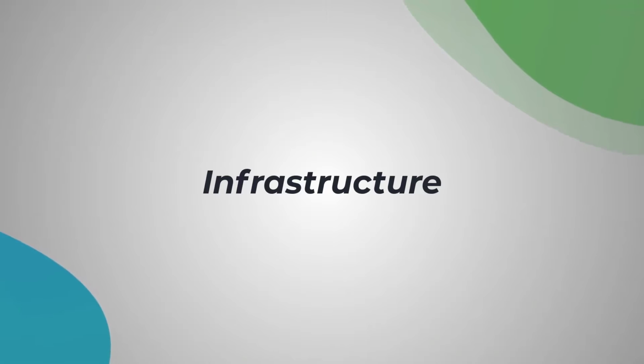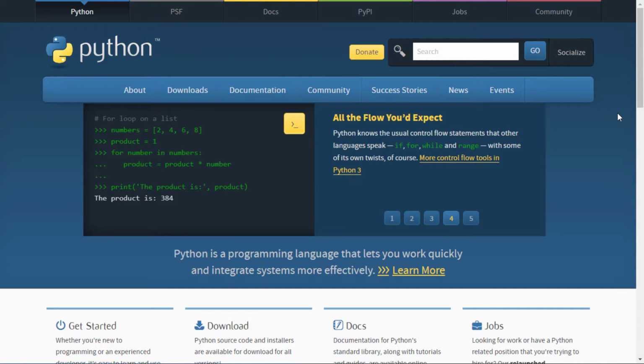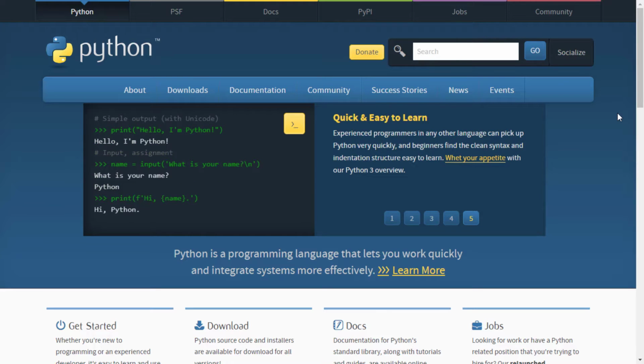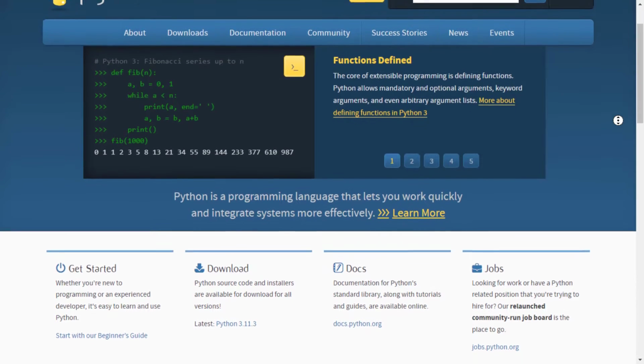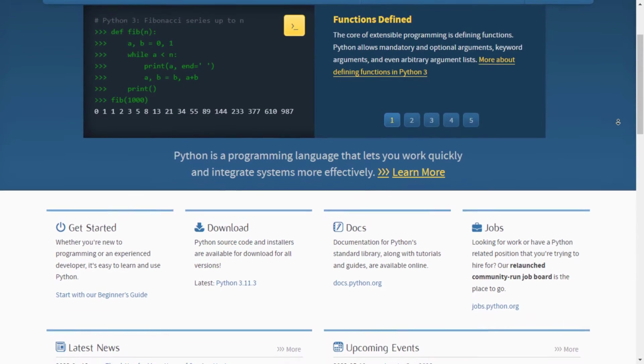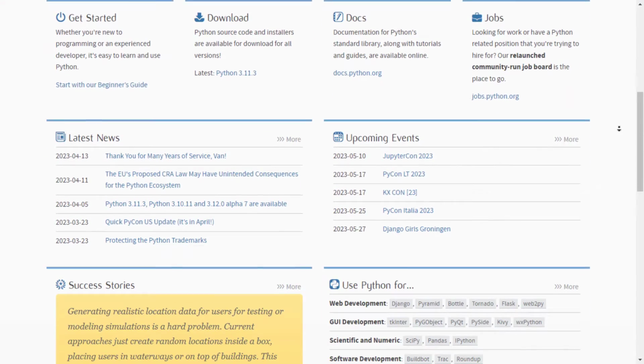In this video, we'll be discussing the infrastructure you need to get started with algo trading. Python is an open-source programming language that is widely used in finance, data analysis, and scientific computing. It's known for its simplicity, ease of use, and readability, making it an ideal language for beginners to learn.